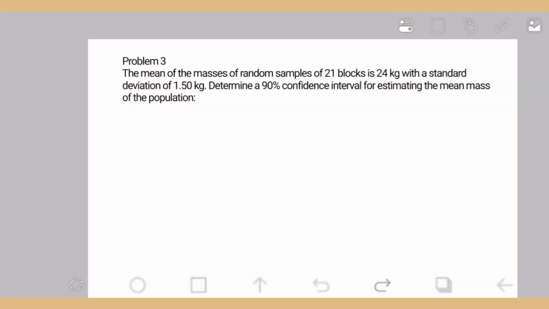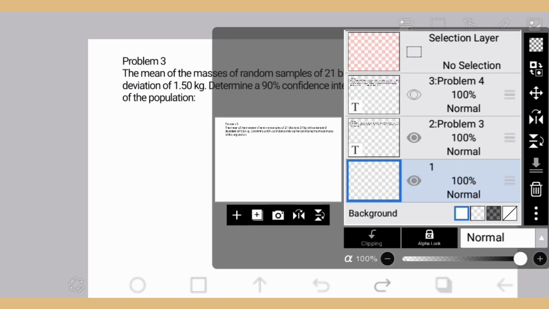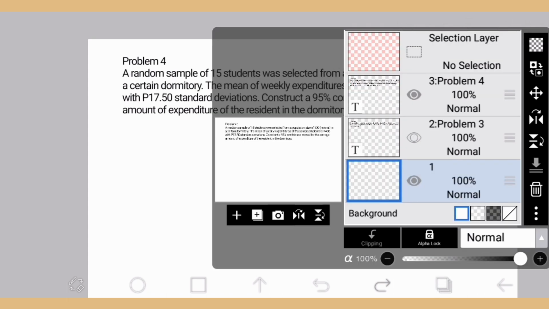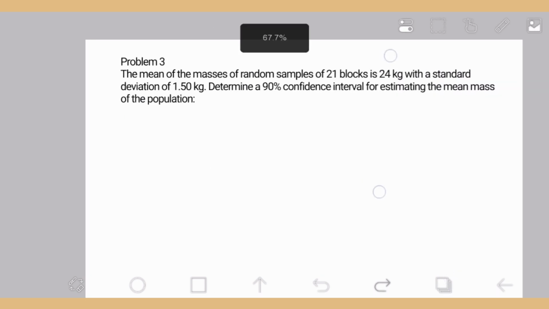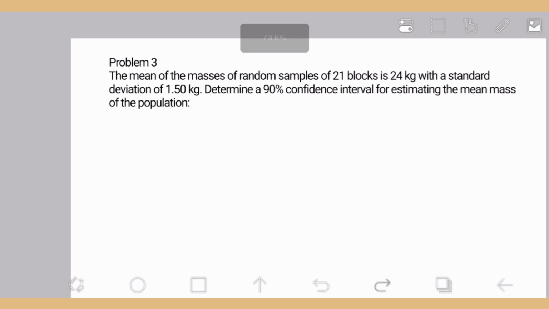Hello everyone, my name is Ken, and I will be showing you the last few examples. We have here problem 3 and problem 4. So we're gonna start with problem 3, which states the mean of the masses of random samples of 21 blocks is 24 kilograms with a standard deviation of 1.50 kilograms. Determine a 90% confidence interval for estimating the mean mass of the population.